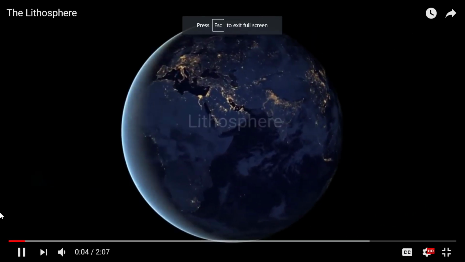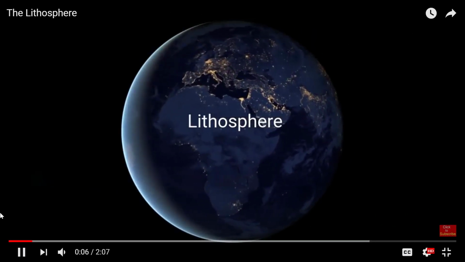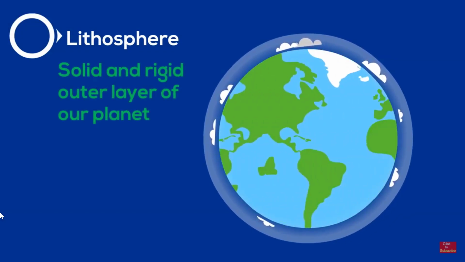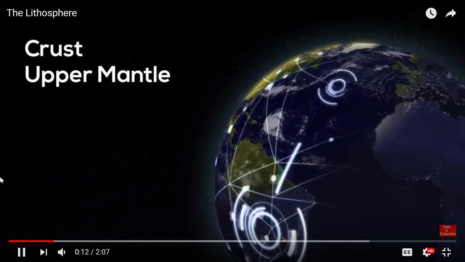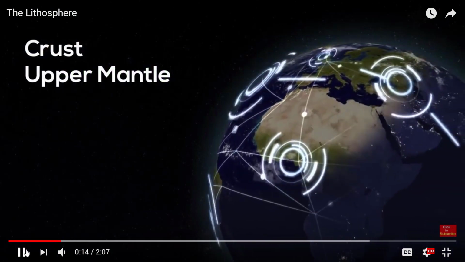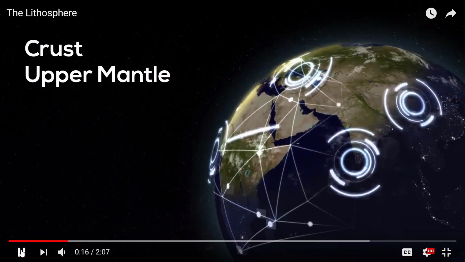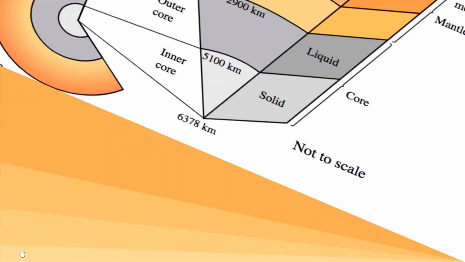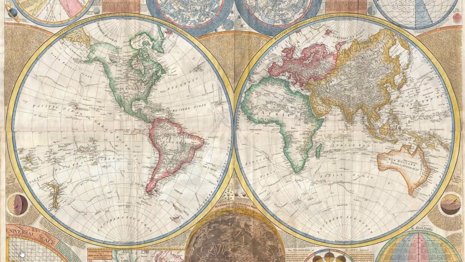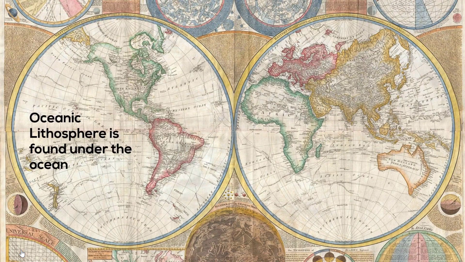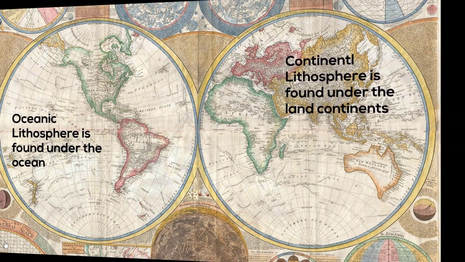I'd like to talk about the lithosphere. The lithosphere is a solid and rigid outer layer of our planet. It includes the crust and the upper part of the mantle that contains rigid rocks. You will notice in this picture that the lithosphere is the top layer of the Earth. Because the Earth consists of land and water, the lithosphere can be subdivided into oceanic lithosphere and continental lithosphere.